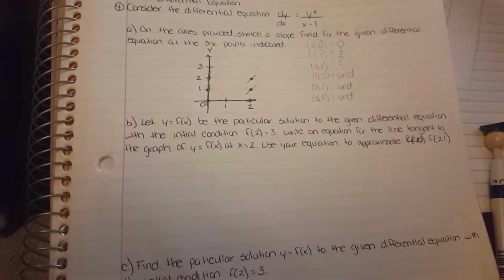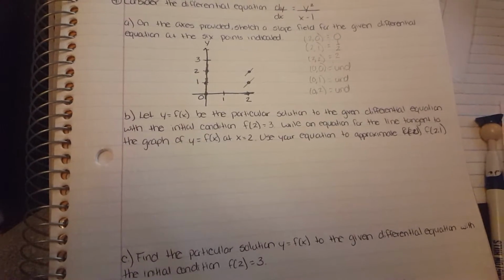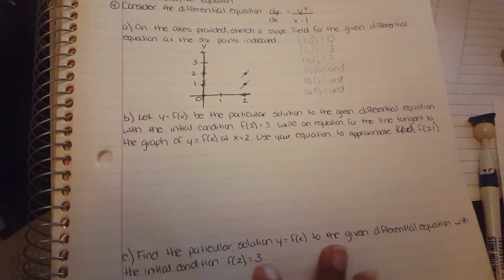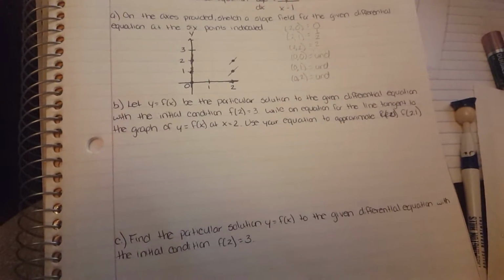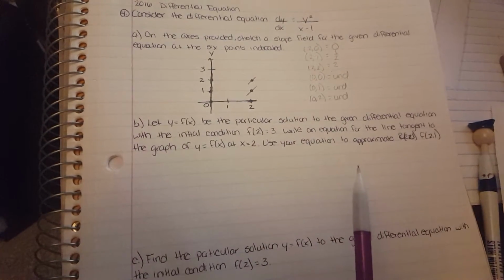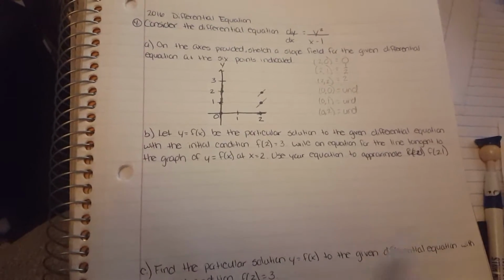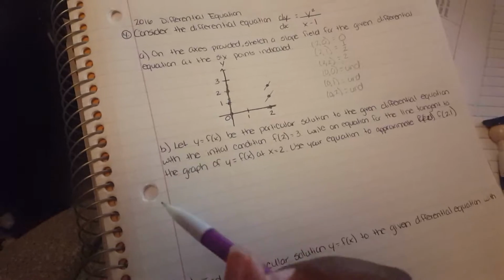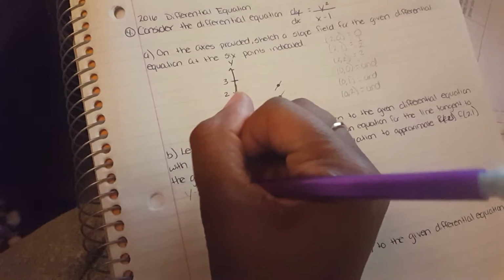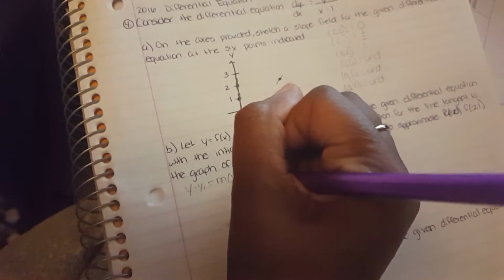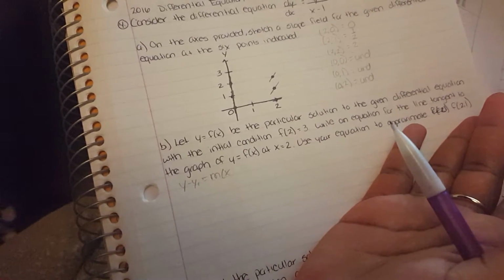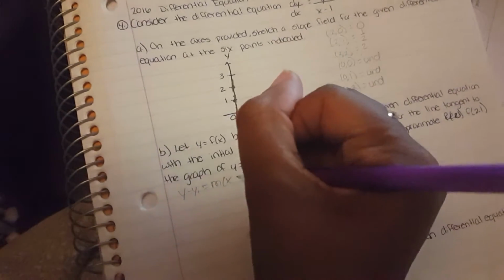So our next part is, let y equals f of x be the particular solution to the given differential equation with the initial condition f of 2 equals 3. Write an equation for the line tangent to the graph of y equals f of x at x equals 2. Use your equation to approximate f of 2.1. So now this is an easy question. All you have to do is point slope form. Think about it as writing an equation for a line, but you have to use calculus, of course.